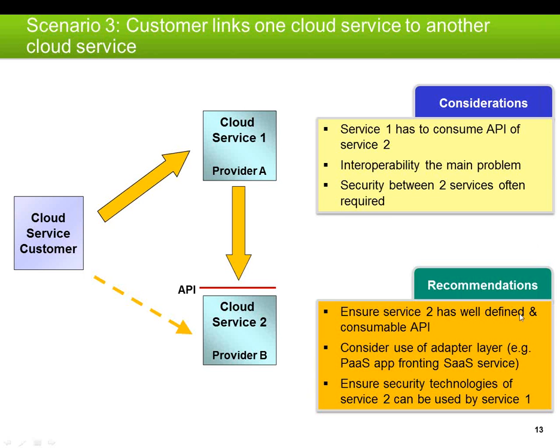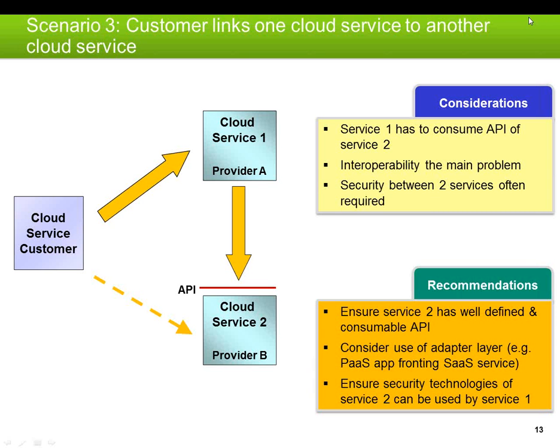So, things to think about and recommendations we would have for you if you're going to build a system of this kind. You first should ensure that you've got a well-defined and well-consumable API present on Cloud Service 2. So ideally they're using standard protocols. Even if the API is unique, they should be using, for example, REST HTTP using JSON, or maybe SOAP HTTP, something like that. And it's got a good, well-defined description of what all the operations are.